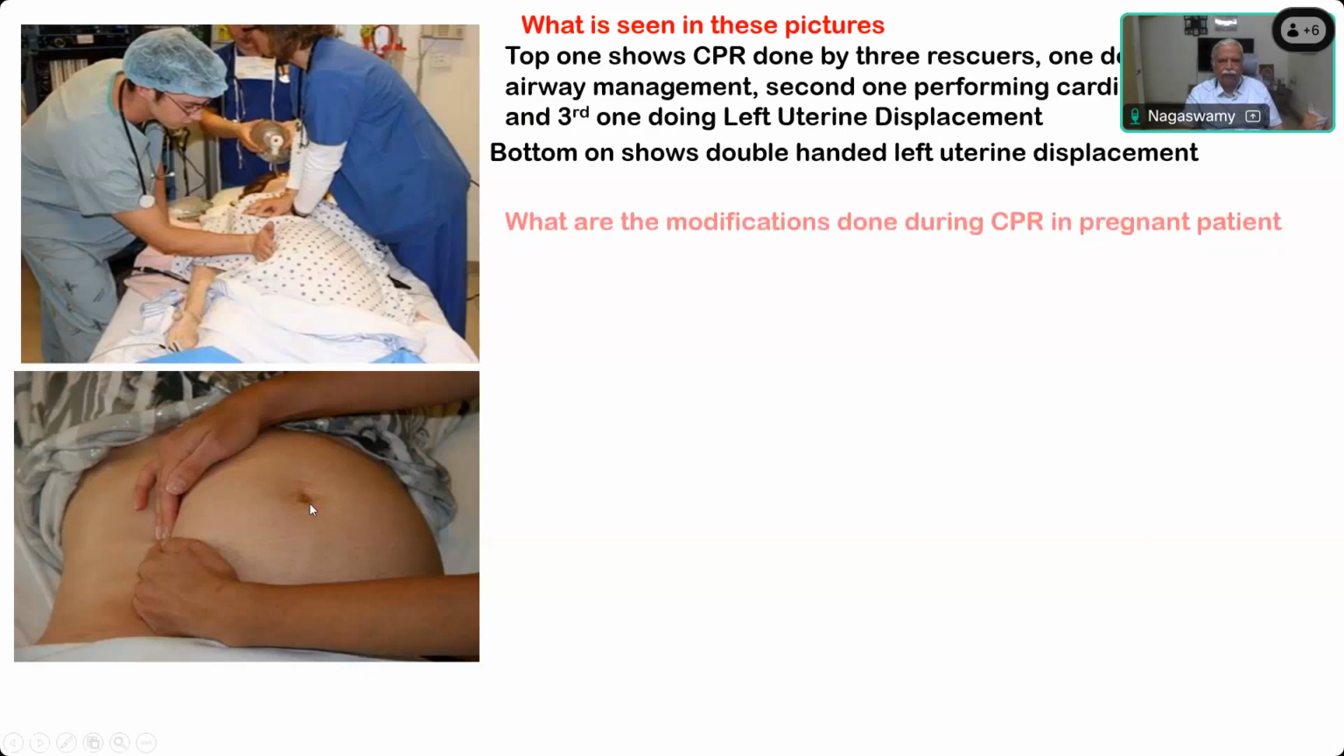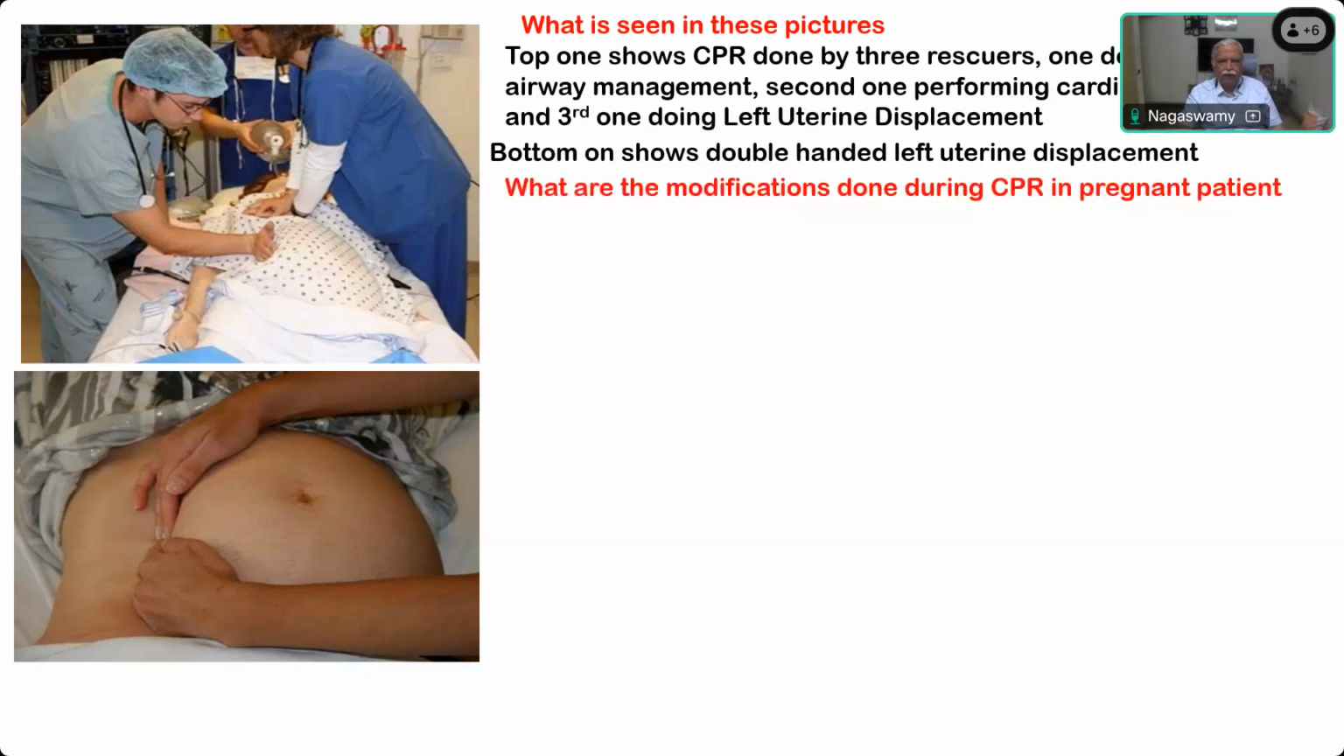Okay? So what are the modifications done during CPR in a pregnant woman? Fetal monitoring during CPR is not practiced, to minimize maternal CPR interruptions.